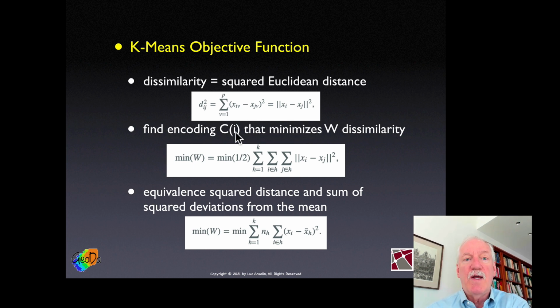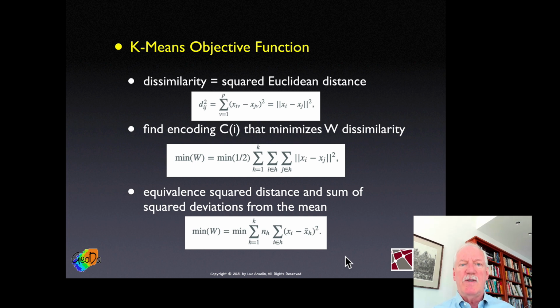And we want to find an encoding C of i, meaning an allocation of each observation i to a given cluster, that minimizes the within dissimilarity. And the within dissimilarity is the sum over all the clusters, of all the origins in the clusters, and then all the destinations within the cluster, of the squared distances. And we can divide it by 2 or not to find a minimum. That's not going to make any difference. And now there is a very important property which is similar in nature and uses the same kind of algebra as what we had earlier when we discussed multidimensional scaling, when we found that the doubly adjusted squared distances were the same as the Gram matrix, the XX prime matrix.